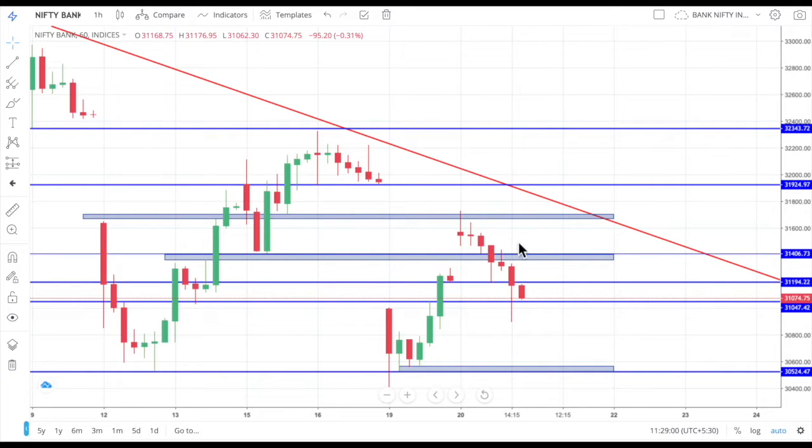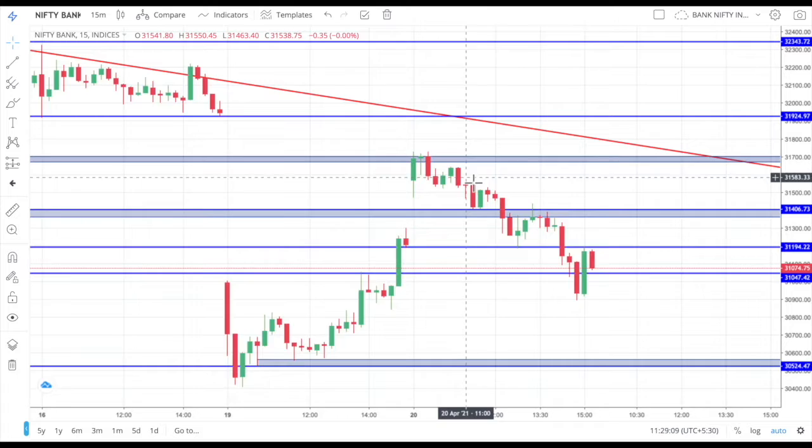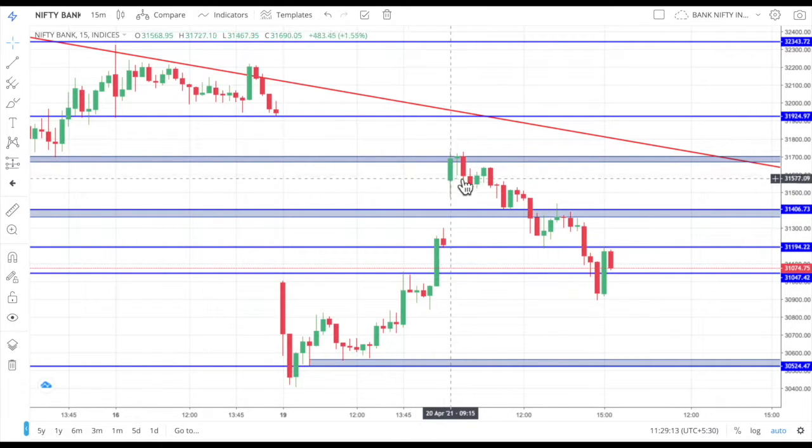I just want to add one trend line on an hourly basis, that is this slanting trend line. I'll just change this to green. Sorry, change this to red. Yeah, this is one trend line. If it breaks, we might have a small bullish bias for intraday.